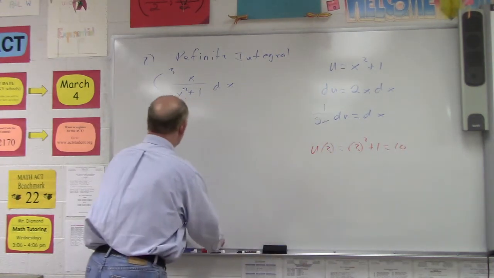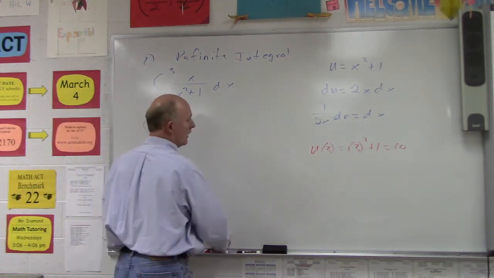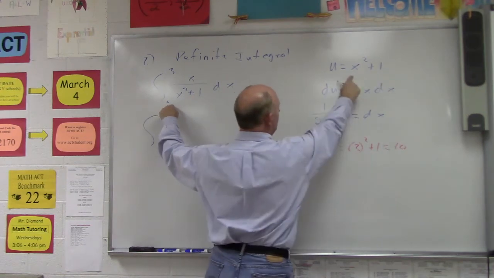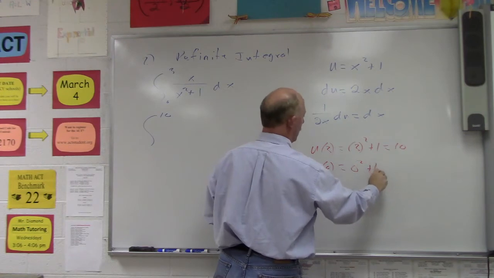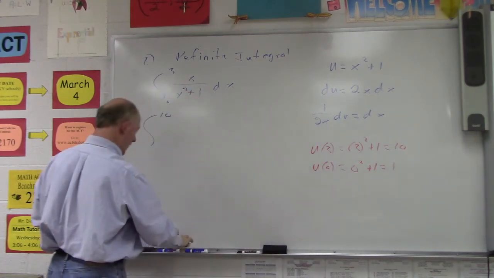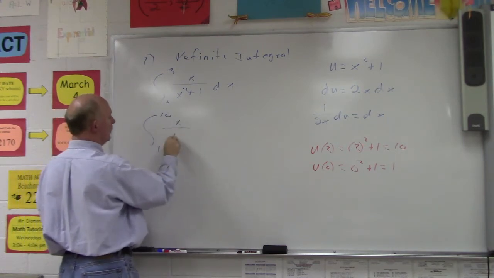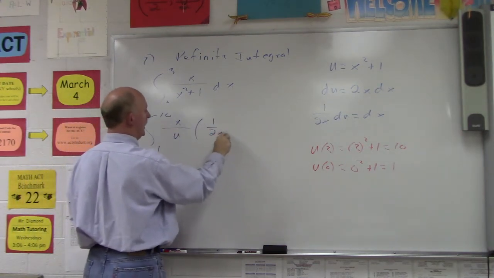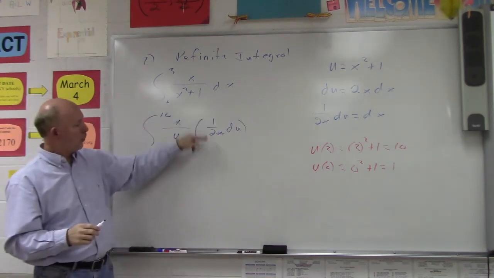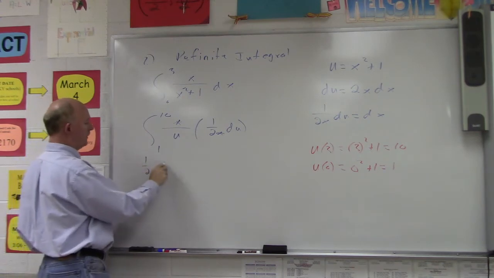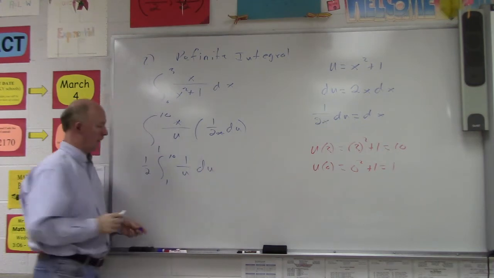So I'll look at my integral here. This will be 10. Substituting 0 in for x in the original substitution, u of 0 would be 0 squared plus 1, which is 1. So our new upper and lower bounds will be from 1 to 10. And this will be x over u times 1 over 2x du. Now you can see that the x's will cancel out. And once again, the 1/2 we're going to pull out front, so it becomes 1/2 integral from 1 to 10 of 1 over u du.